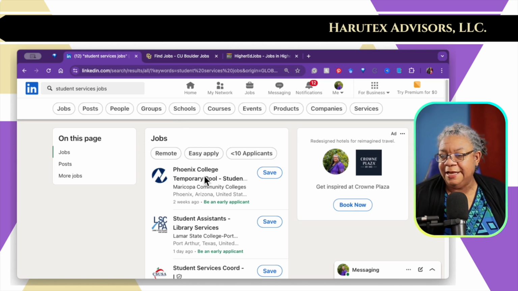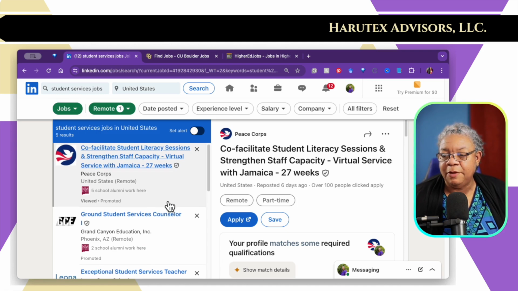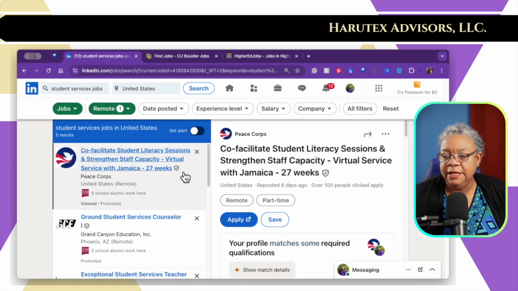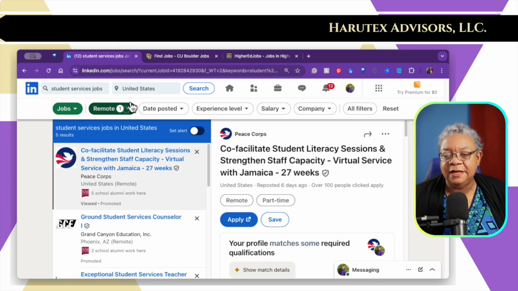Or type that in, and then you can filter it. And these are the results that have come up for remote positions. Let's look and see if we see any of interest. There's only 5 results. Let's make it a little bigger.